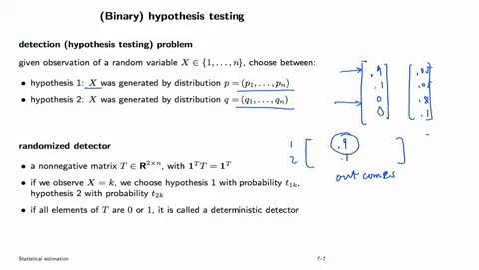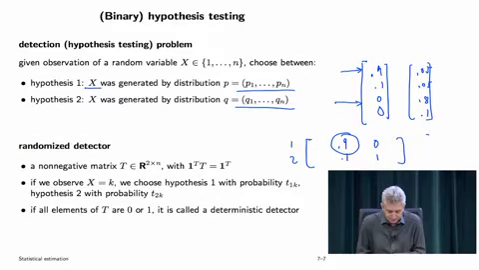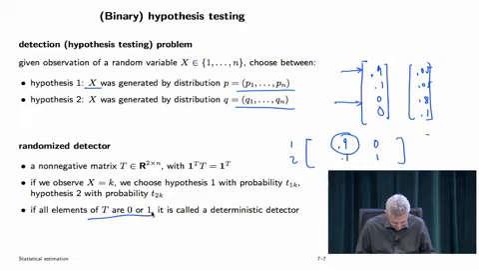Now, much more natural would be things like this, okay? That says that if capital X equals 7, you simply say it was distribution 2 that it came from. So this is the idea. Why you would want a randomized detector, we'll talk about in a minute. Actually, it's interesting, you can also think of it as a relaxation of an estimator. And if all the elements are 0 or 1, it's called a deterministic detector. So that's the idea.